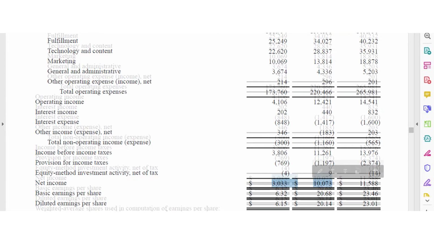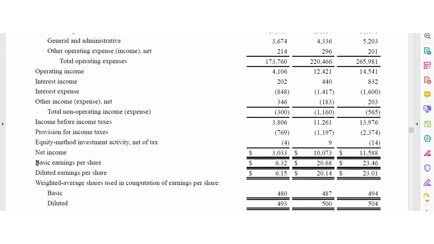And after that, you have your basic earnings per share and your diluted earnings per share. Now remember what I said, that the diluted earnings per share also include the effects of options affecting your shares outstanding, so it should be lower than your basic. So the basic EPS is $23.46 and the diluted is $23.00. So that's Amazon. Let's take a look at Starbucks.